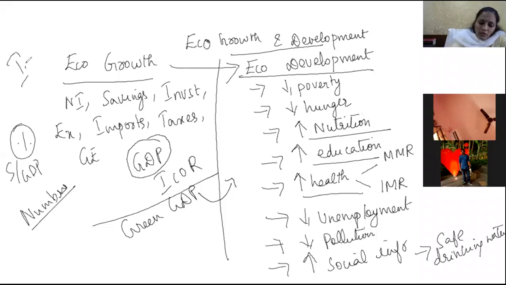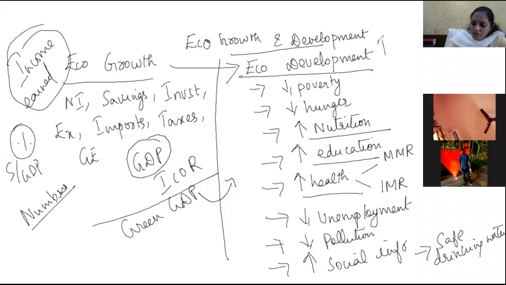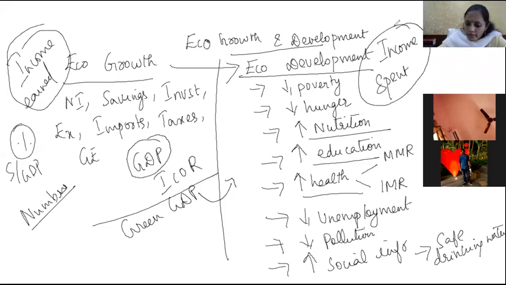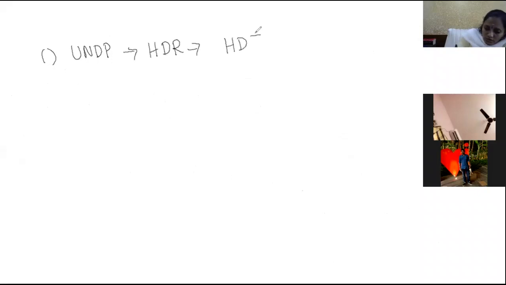This is the money or the income earned. This is the concept of how you have spent that income in order to make the country better. So let us now see a list of indicators which will be discussed to see the level of development where India stands. And the first and foremost indicator we are going to learn today is UNDP's HDR, which will give you the index called HDI.